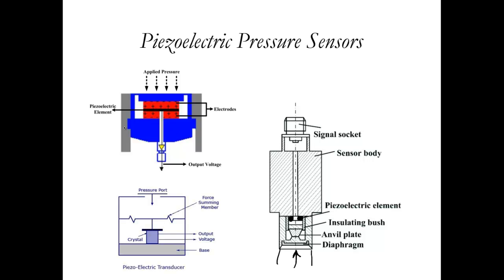Now we can have a similar line diagram of this, where there is a pressure port which allows pressure to go through, and then there is a diaphragm, or force summing member, and accordingly there is a piezoelectric crystal, with a voltage developed on the crystal because of the force. So we can use this as the pressure sensor also.